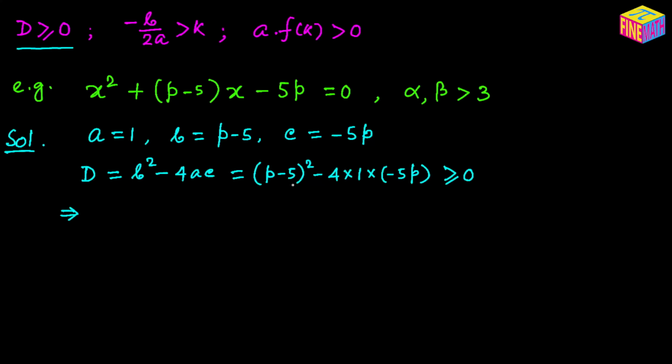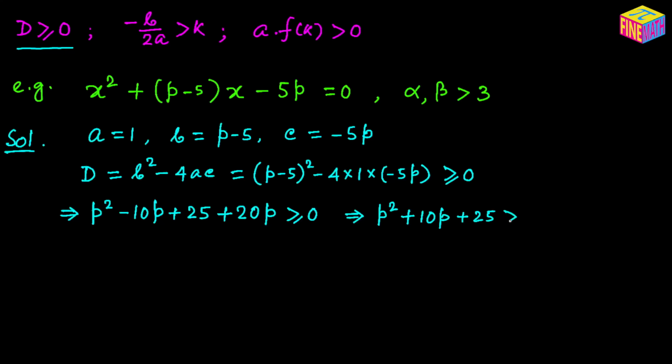Now from here, let's remove the parenthesis and do the whole square there. So p minus 5 whole square would be p squared minus 2 times p times 5, that is negative 10 times p, plus 25, that would be 5 squared. So a squared minus 2ab plus b squared, and then negative 4 times 1 times negative 5 times p, that would be negative and negative, positive 20 times p, and this must be greater than or equal to 0. And from here we can say this is p squared, then negative 10 times p and positive 20 times p, so this will give us positive 10 times p plus 25. So this must be greater than or equal to 0.